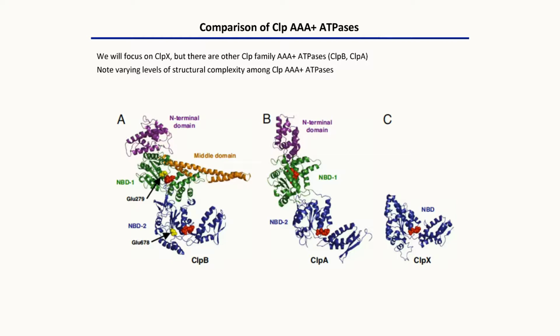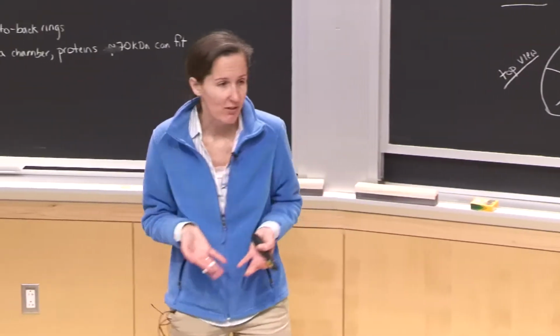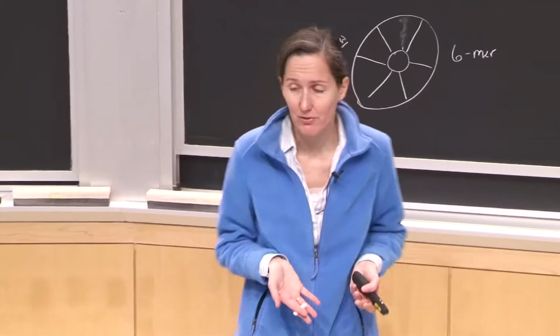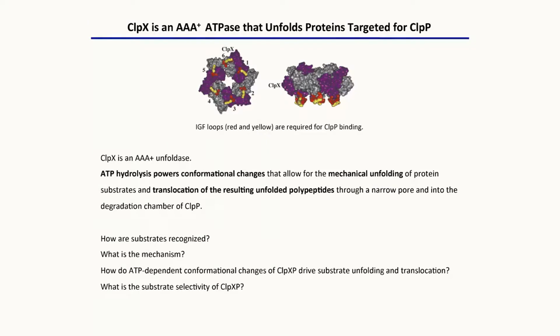What we see is subunit to subunit, whether it's X, A, or B, there's quite a bit of difference. ClpX is the most simple in terms of the architecture here. One thing people think about is, in terms of the different activities that have been associated with these different family members, how is it that these different structural features play a role?